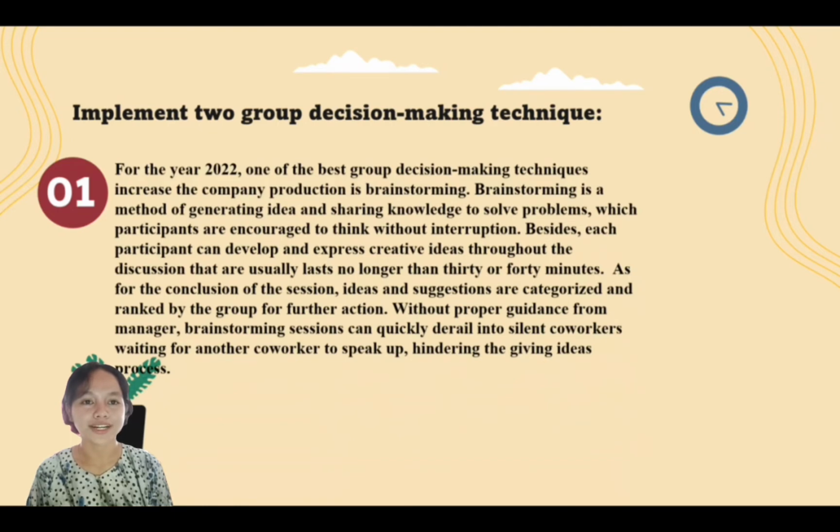Brainstorming is a method of generating ideas and sharing knowledge to solve problems, in which participants are encouraged to think without interruption. Besides, each participant can develop and express creative ideas throughout the discussion, which usually lasts no longer than 30 or 40 minutes. At the conclusion of the session, ideas and suggestions are categorized and ranked by the group for further action. Without proper guidance from a manager, brainstorming sessions can quickly derail into silent coworkers waiting for another coworker to speak up, hindering the idea-giving process.